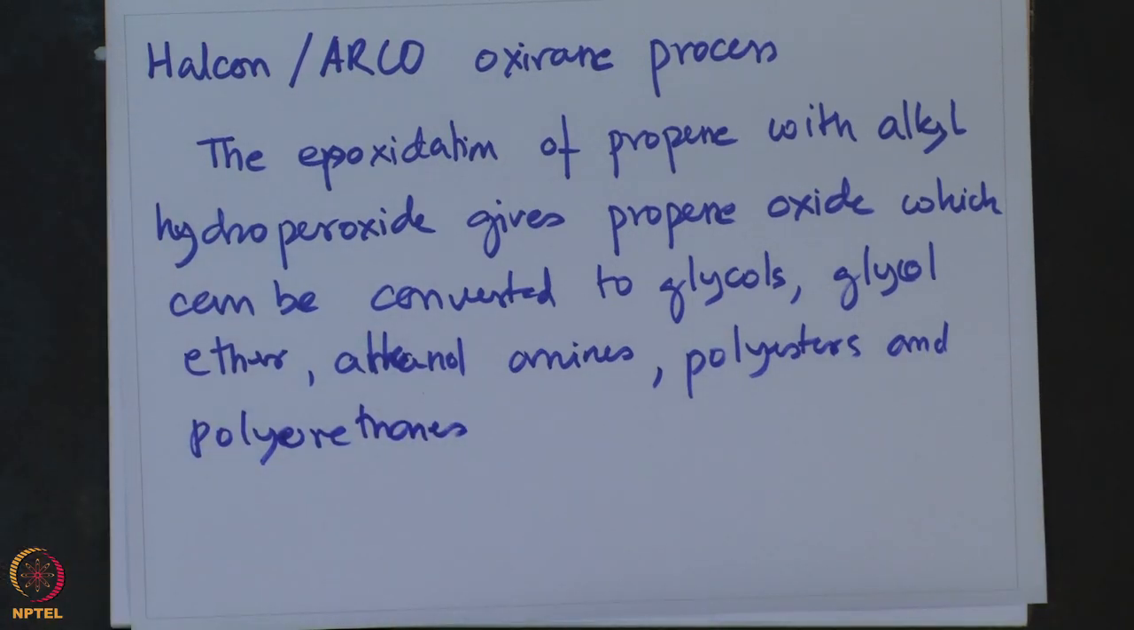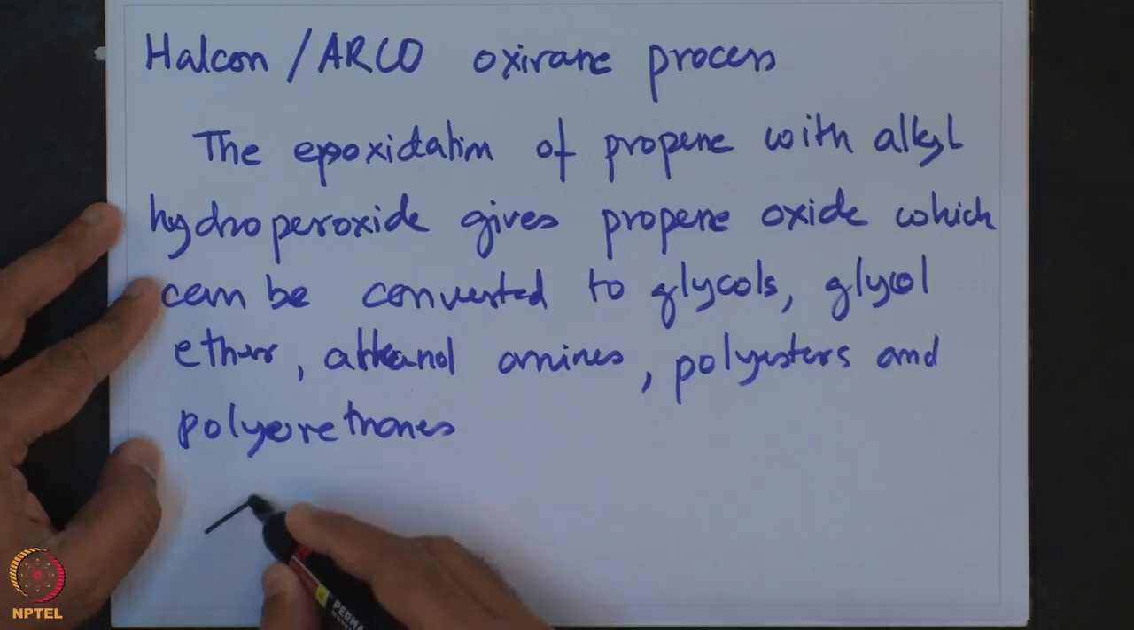As one observes, the Halcon-Arco oxidant process is really an important process, because this is an industrial scale epoxidation process of propylene with alkyl hydroperoxide in the presence of a molybdenum catalyst that gives propene oxide. Now, propene oxides are important intermediates for accessing glycols, glycol ethers, alkanolamines, polyesters, polyurethanes, etc. So, one can see the importance of industrial scale entry to these epoxides, and this has been achieved by the Halcon-Arco oxidant process, which utilizes molybdenum as catalyst, and the reaction is given over here.